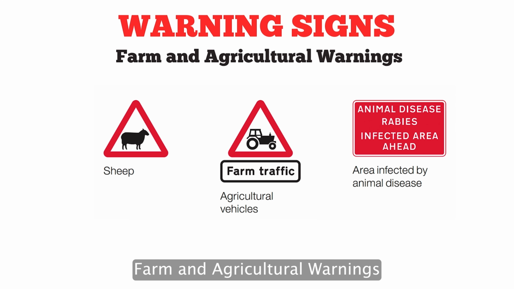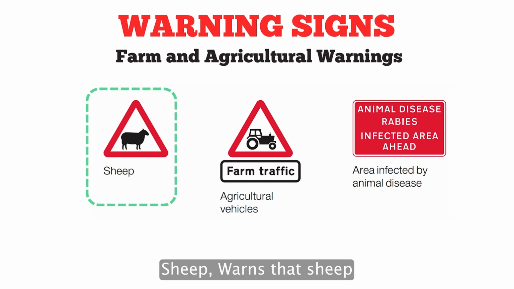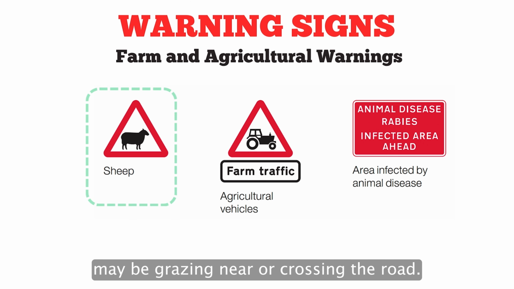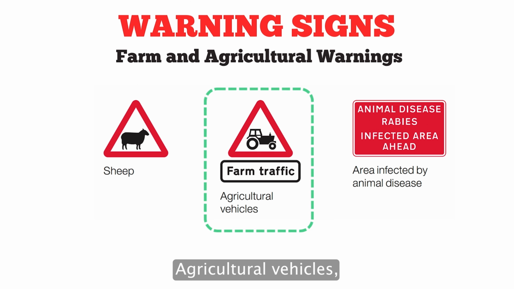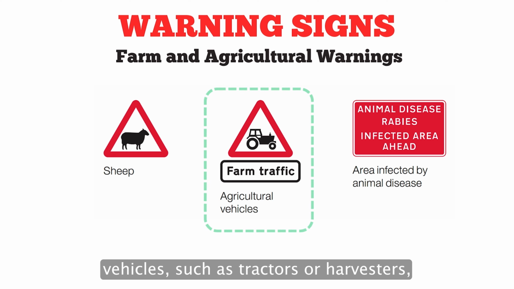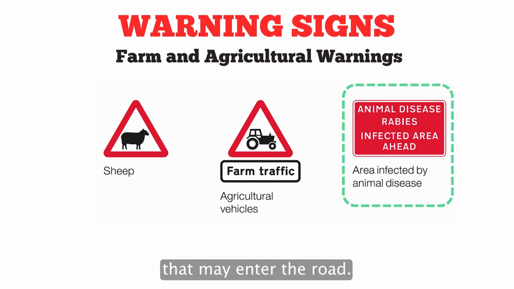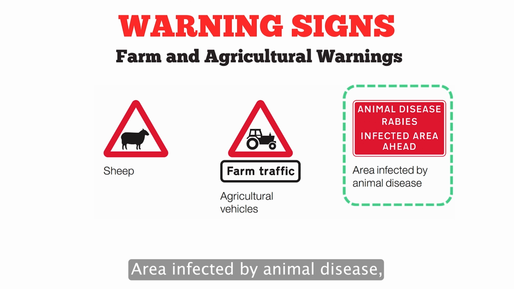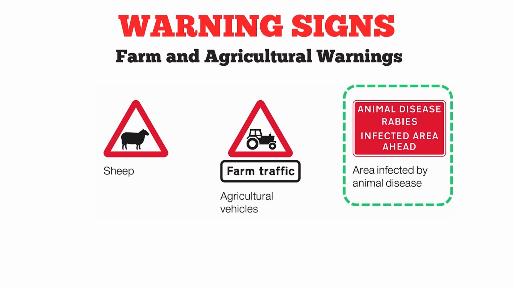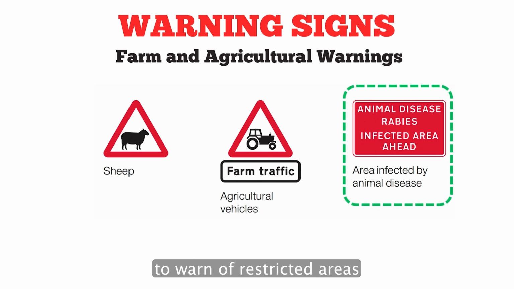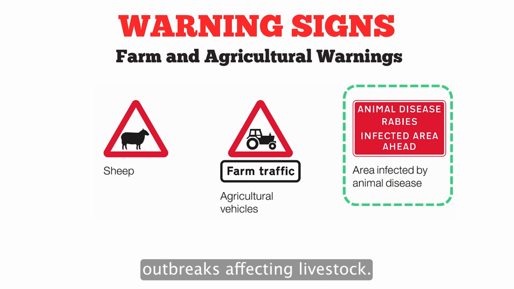Farm and agricultural warnings. Sheep warns that sheep may be grazing near or crossing the road. Agricultural vehicles indicate slow-moving farm vehicles, such as tractors or harvesters, that may enter the road. Area infected by animal disease. A special advisory to warn of restricted areas due to disease outbreaks affecting livestock.